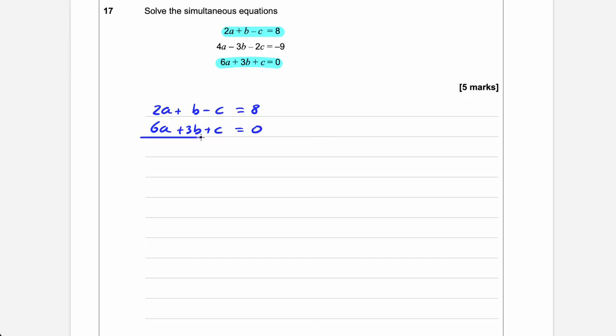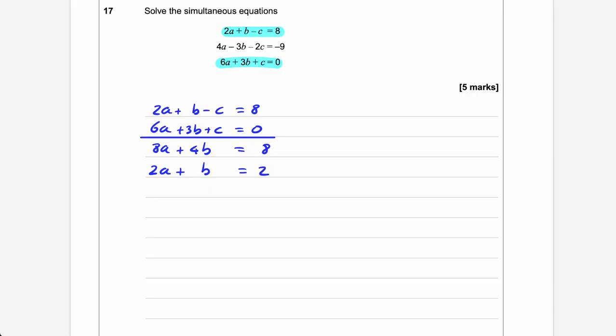We add them because the c's are the ones we're getting rid of, and they have different signs. So different signs we add. Add these two, 8a, add this, 4b, add this, that disappears. 8 plus 0 is 8. I think, guys, in this situation, divide by 4. 2a plus b equals 2. Okay, that's the first, that's the c removed here.